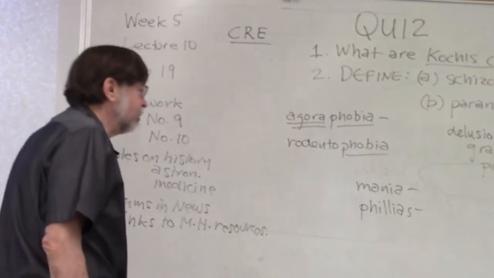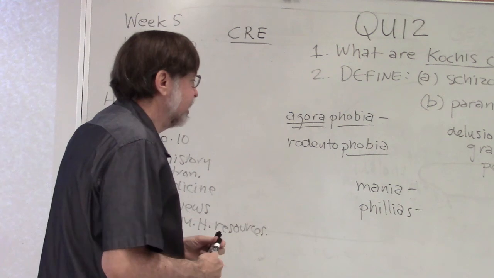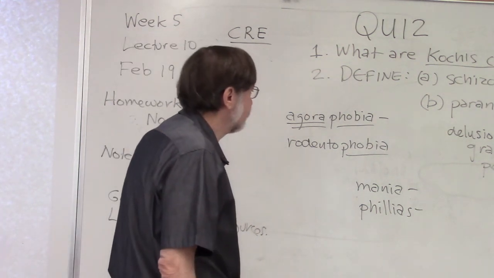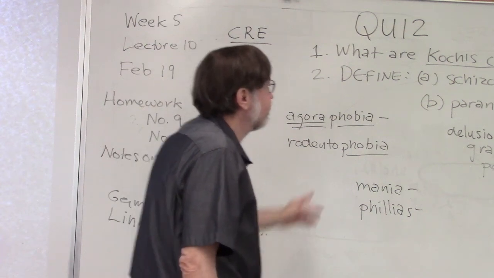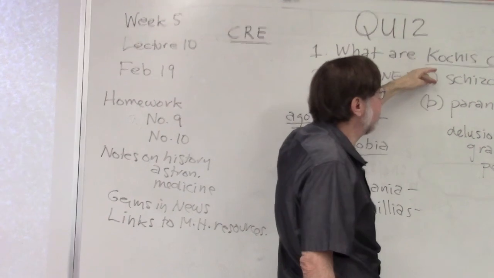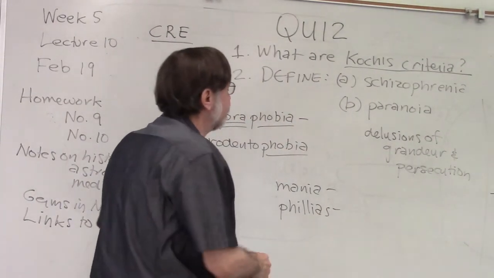So things ending in manias. There's also some isms for some of the sexual paraphilias. There are about 200 of those different kinds of philias. I'll say a little bit more about them. Any questions about the quiz? Koch's criteria for the germ theory of disease, the definitions of schizophrenia, the definition of paranoia.